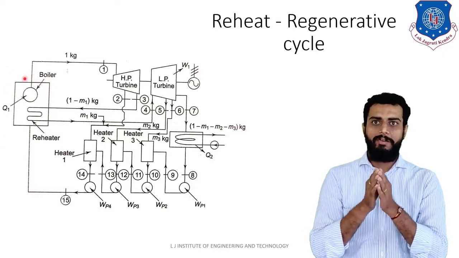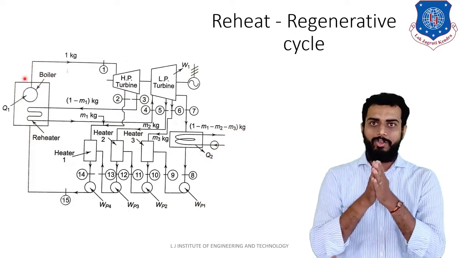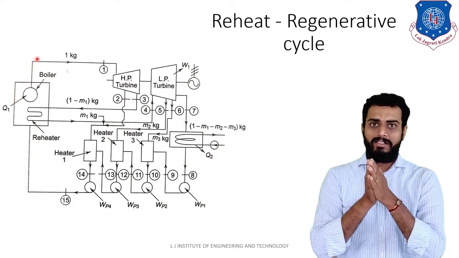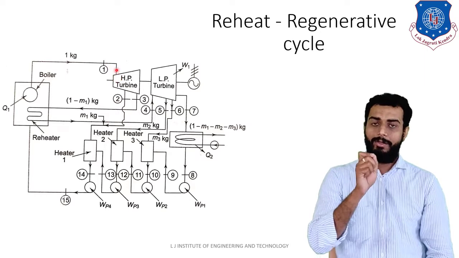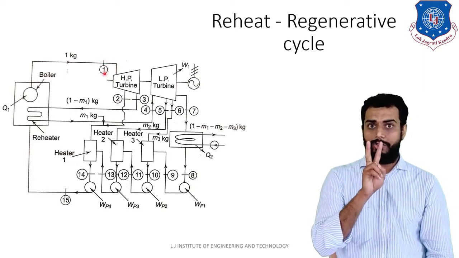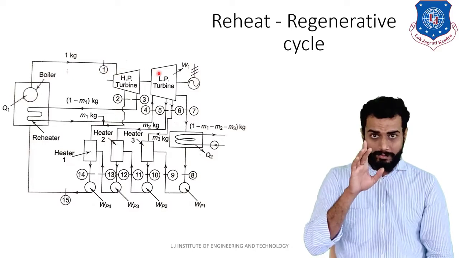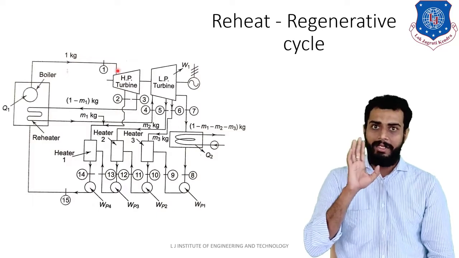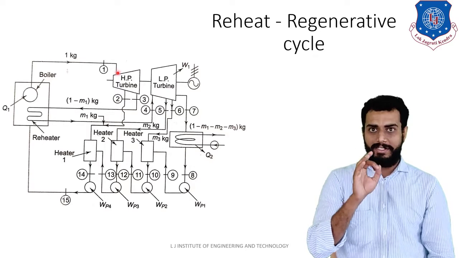As you can see, we will start from the boiler, that is on the left hand section of the screen. From the boiler outlet, the steam will be supplied to the turbine. 1 kg of steam is supplied to the turbine at point number 1. Now we have two turbines here, the high pressure turbine and the low pressure turbine. At point number 1, the inlet of the high pressure turbine, steam will enter. Obviously this will be superheated steam.